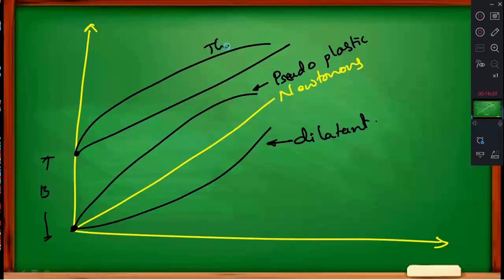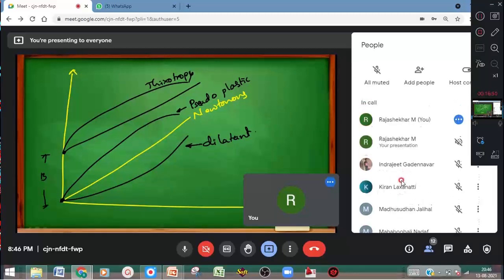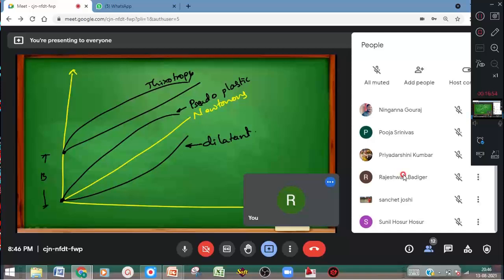Thixotropy. Thixotropy means viscosity increases with time.